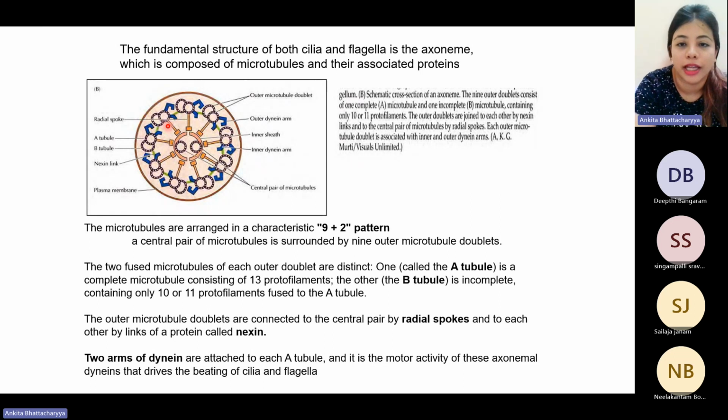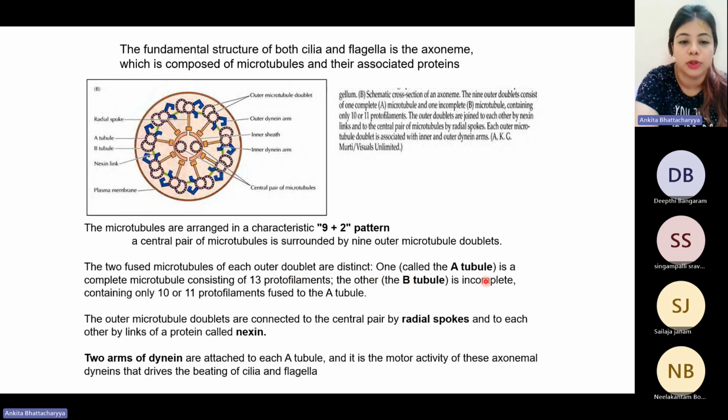The microtubule that has only 10 or 11 protofilaments, and the outer doublets, are joined to each other by certain proteins. The green proteins, if I'm not wrong, are known as nexins. The arrangement that you see here is usually known as the 9+2 pattern, which has a central pair of microtubules. This pair of microtubules is the 2, and surrounding them are 9 outer microtubule doublets. The 2 fused microtubules of each outer doublet are distinct.